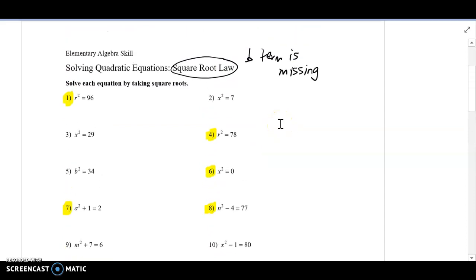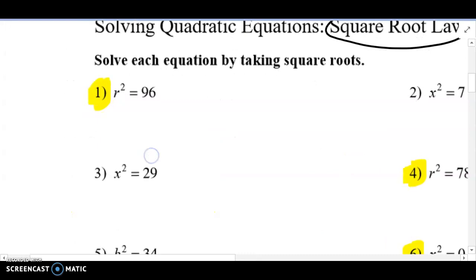Let's look at number one. You can see number one, the b term is missing. This is an a term. Remember, a is always touching x squared. B is always touching x, and your c value is your number that's by itself. So we have an a and a c value, which means our b term is missing. Let's solve this. I can undo the square by taking the square root. That's all you have to do.